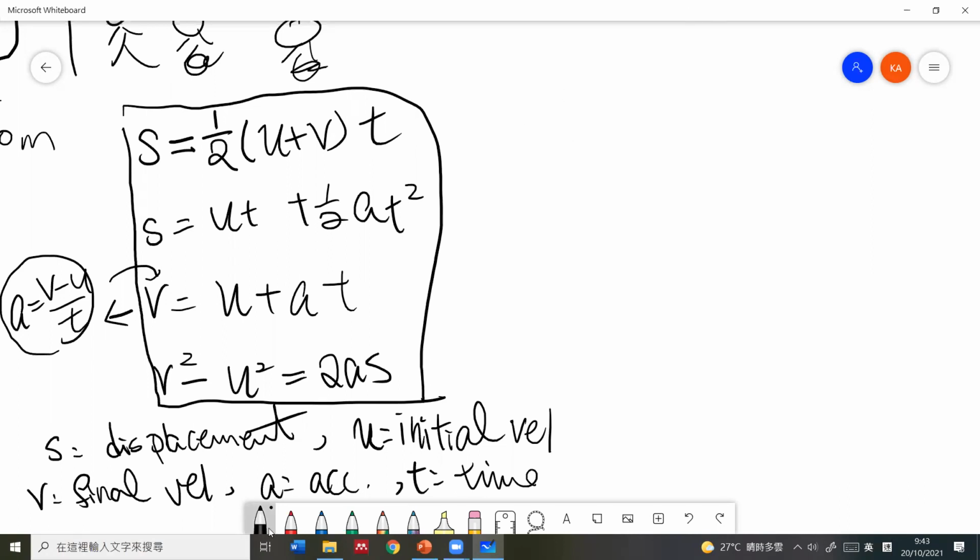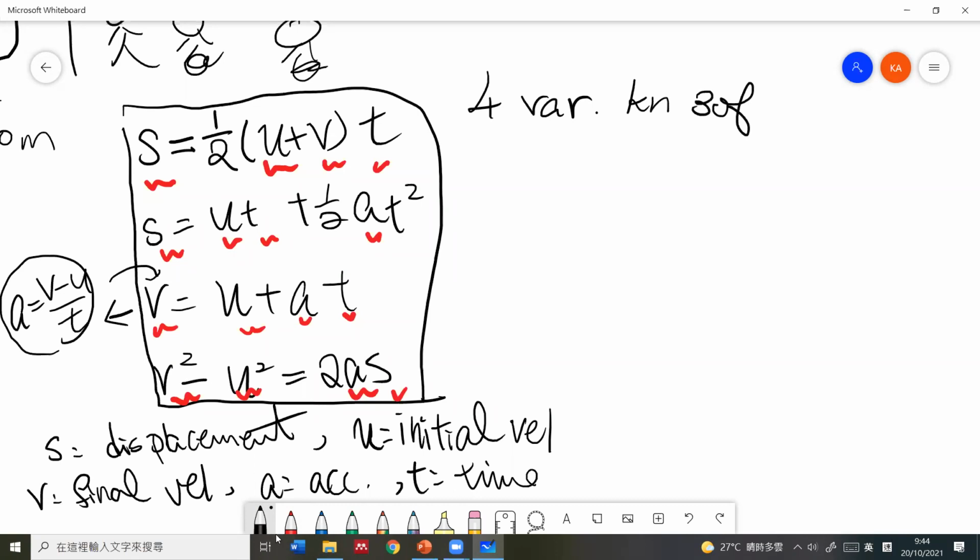Now we analyze the equations. For each equation, there are 4 variables: 1, 2, 3, 4. So for every equation, there are 4 variables, which means you need to know 3 of them and then solve for the remaining one.